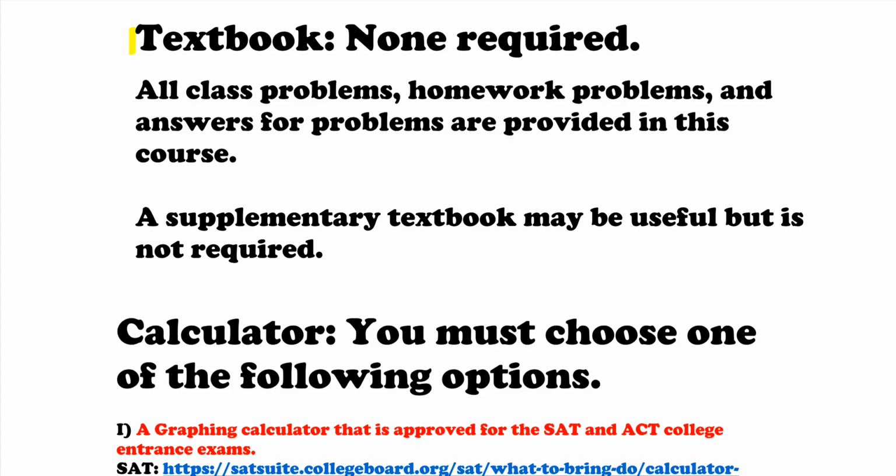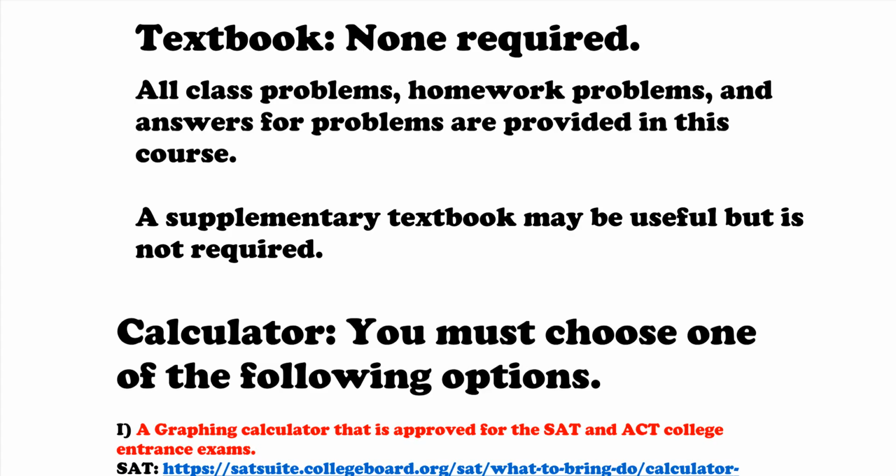There is no textbook required in this course. I will provide all the class problems, homework, and answers to the homework problems. But if you want to get a supplementary textbook, that's probably a good idea, because you can buy an infinite number of textbooks on Amazon, and you can have some extra problems if you want to have another resource. Just be sure not to buy new textbooks, because they cost anywhere from $100 to sometimes even $300, depending on the book you're buying.